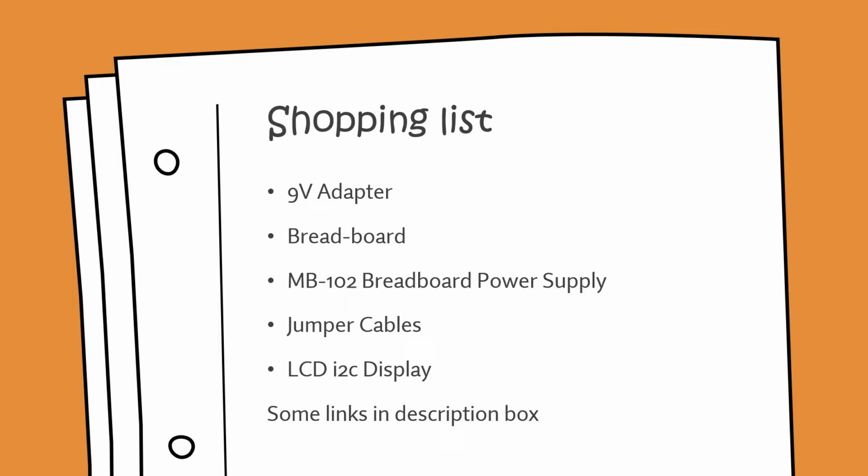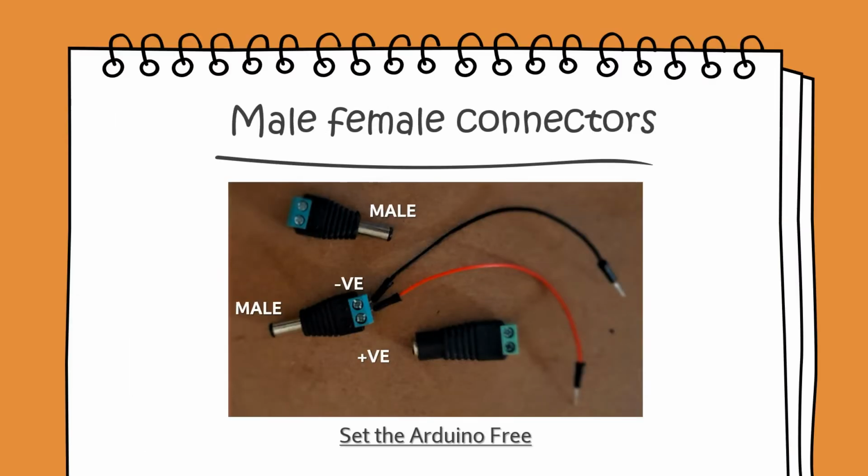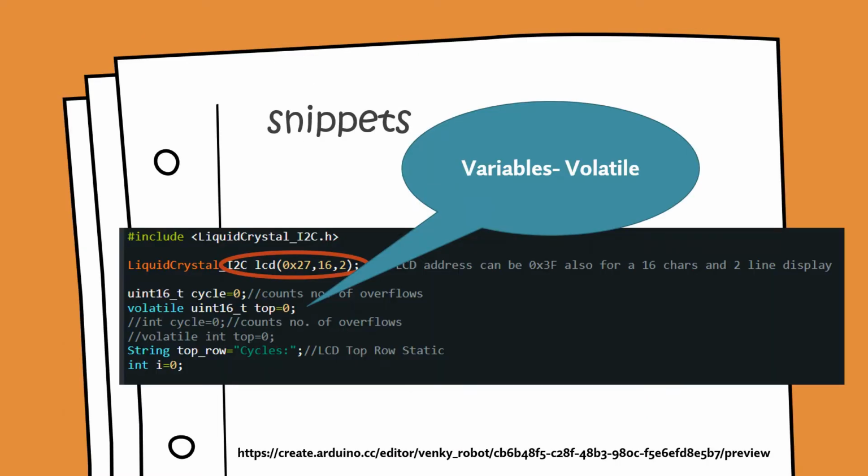Here's our shopping list: a 9-volt adapter, breadboard, MB102 breadboard power supply, jumper cables and the LCD I2C display. The links will be in the description box. Here are the male and female connectors which we have used to set the Arduino free. So here's our code.